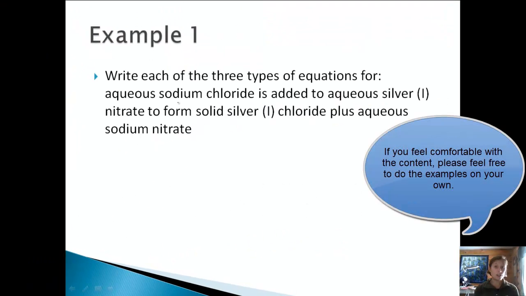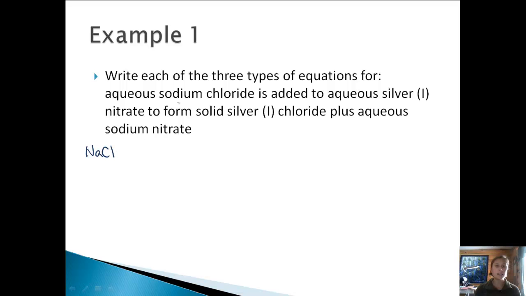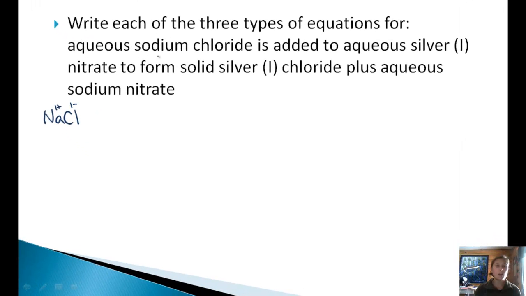Okay, so we want to write each of the 3 types for this reaction. So we have aqueous sodium chloride. I know sodium chloride is NaCl. We have a 1 plus and a 1 minus, and it's aqueous. And it's added to aqueous silver 1 nitrate. So silver, and this Roman numeral 1 tells me it's a 1 plus. And nitrate is NO3, and that's a 1 minus, and it says that it's aqueous.